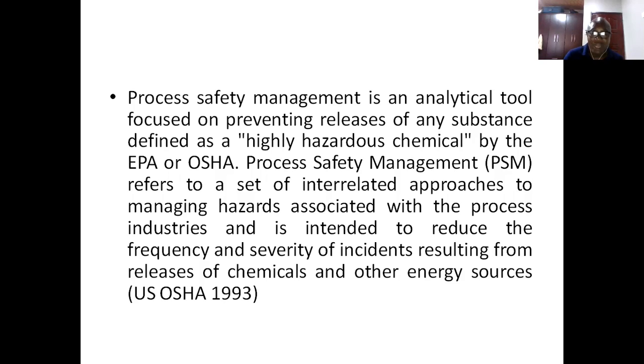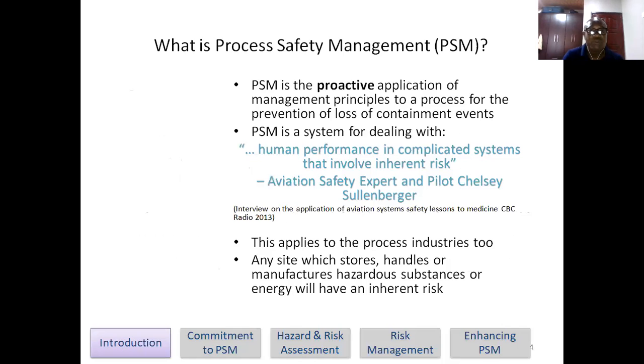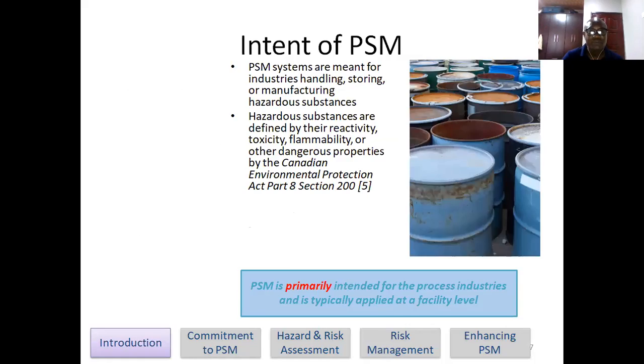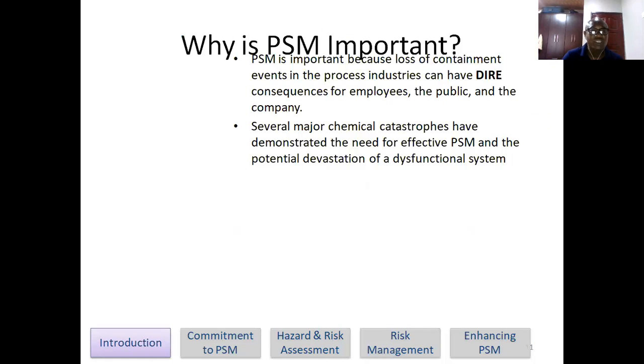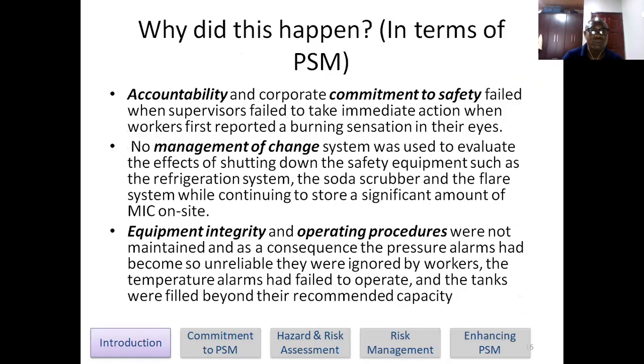So the frequency and the severity of accidents are reduced if process safety management is incorporated into a company's process. So what is process safety management? It's a proactive action. It's an action that deals with human performance in order to what? Reduce risk. Human action in order to what? Reduce risk.